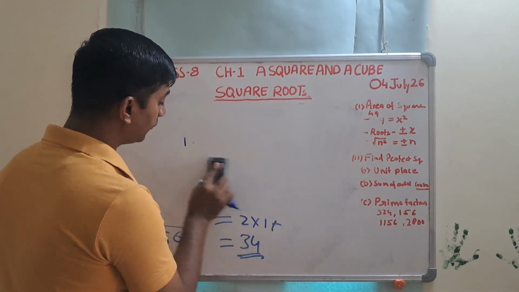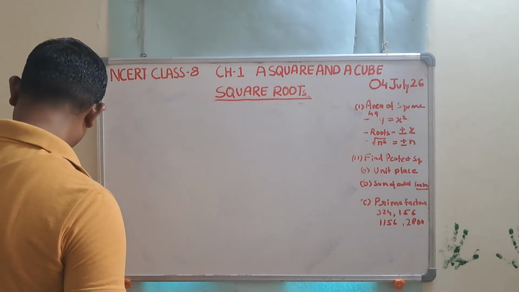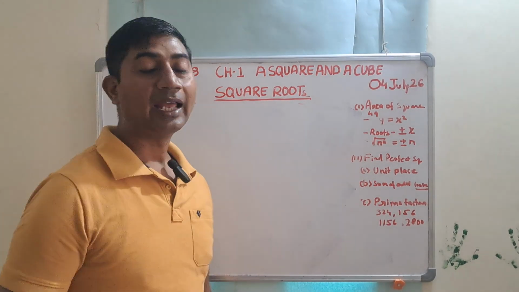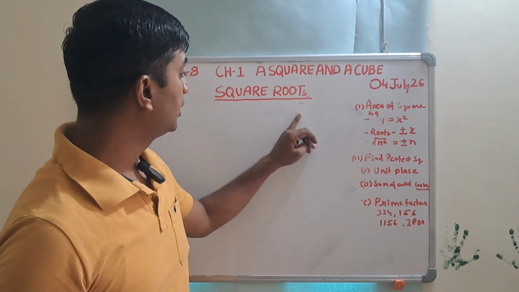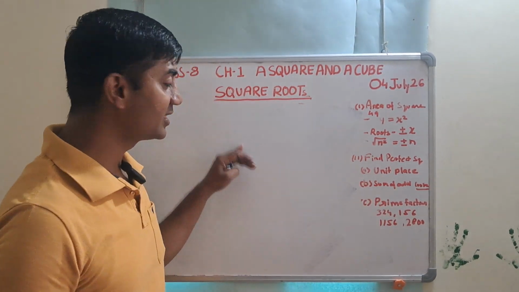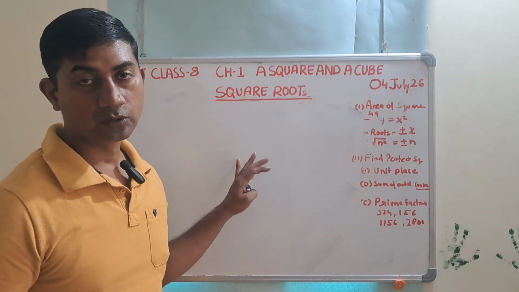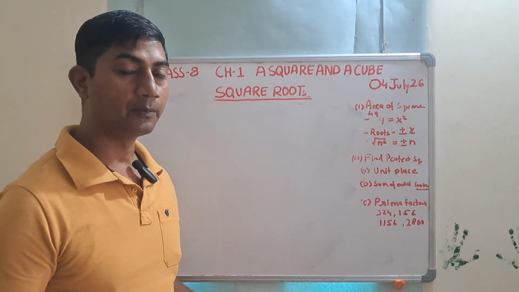So this prime factor method is a method to find the square root of any big number. Understood? You have to practice this on many numbers so that you get used to this method of finding the square root of bigger numbers.